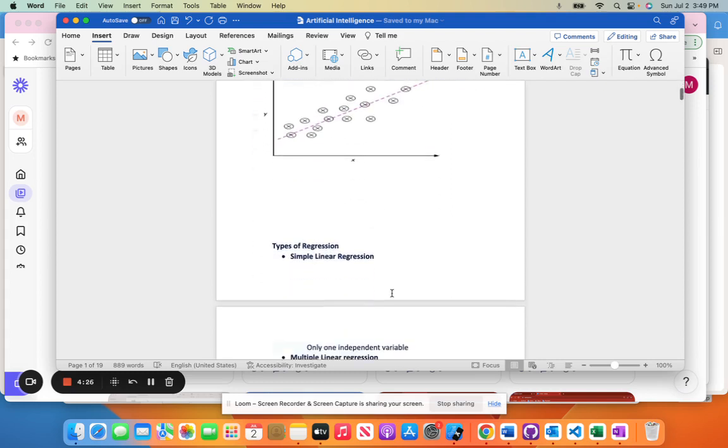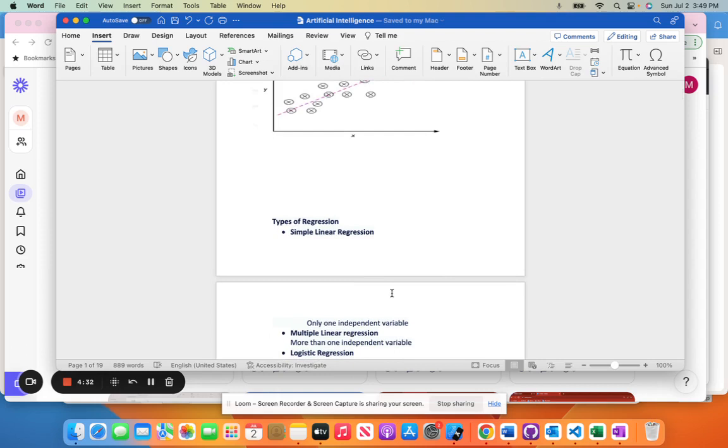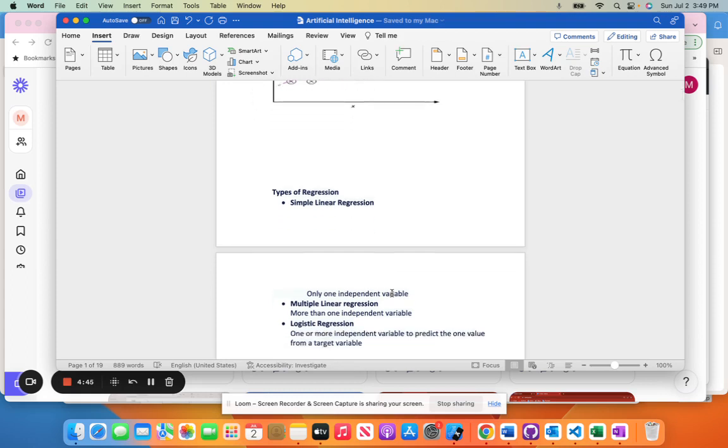So there are some types of regression. The first one is simple linear regression. In simple linear regression, we have only one independent variable and one dependent variable, right? And in multilinear regression, more than one independent variable and one dependent variable. In logistic regression, one or more independent variables are used to predict one target variable.